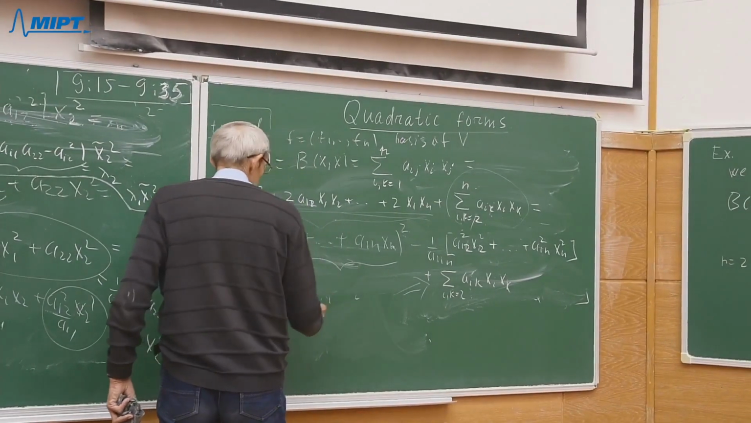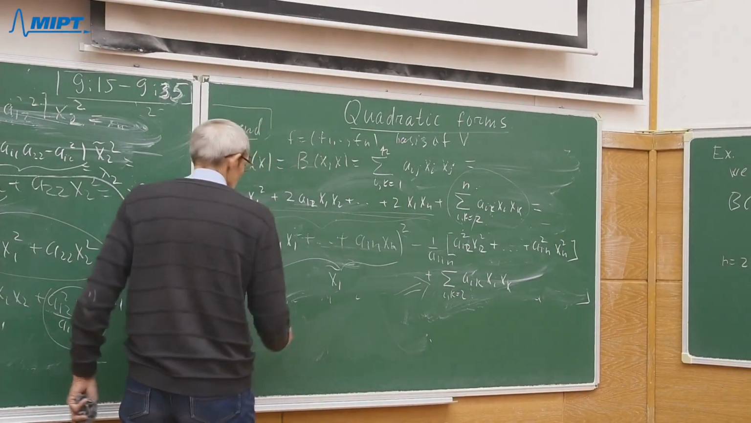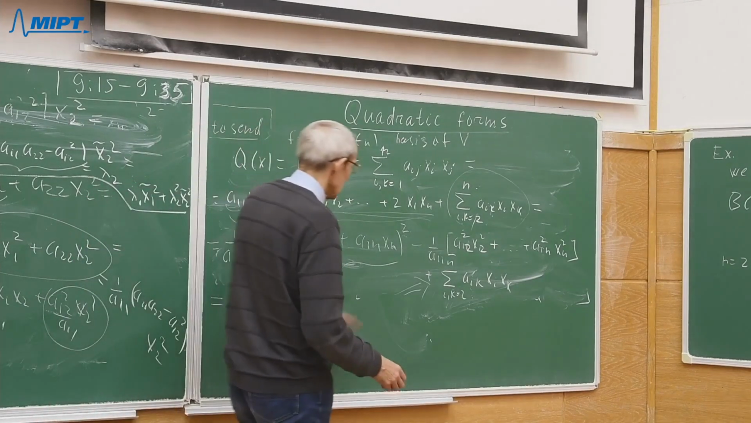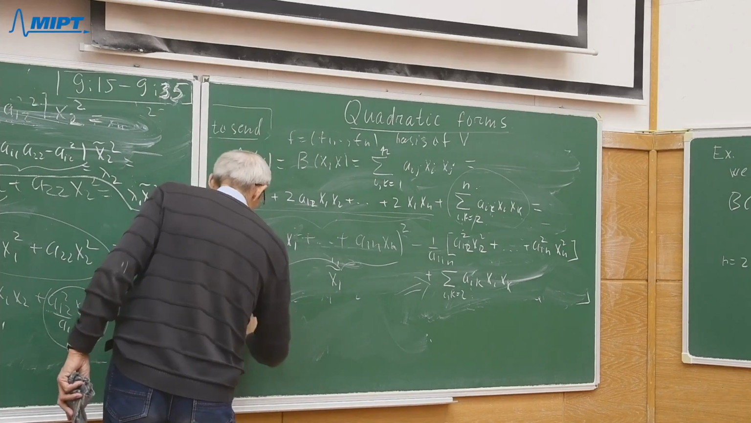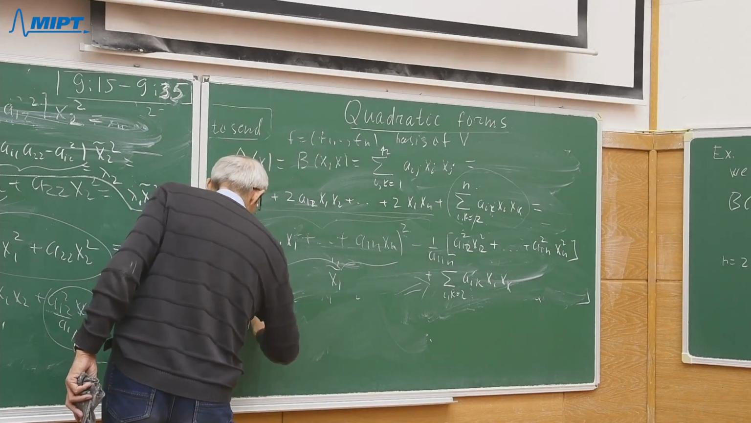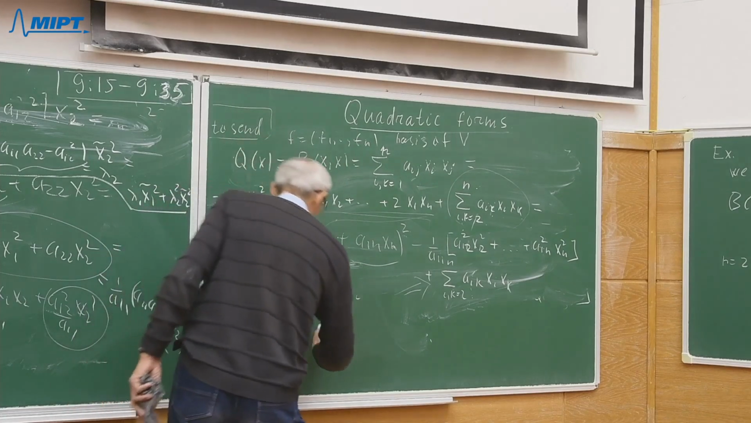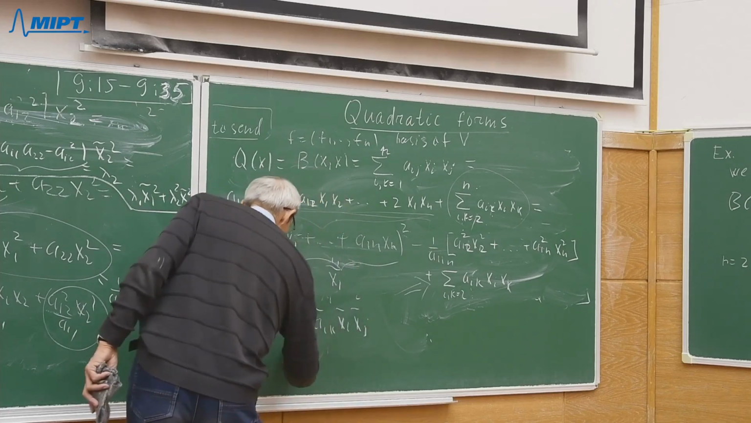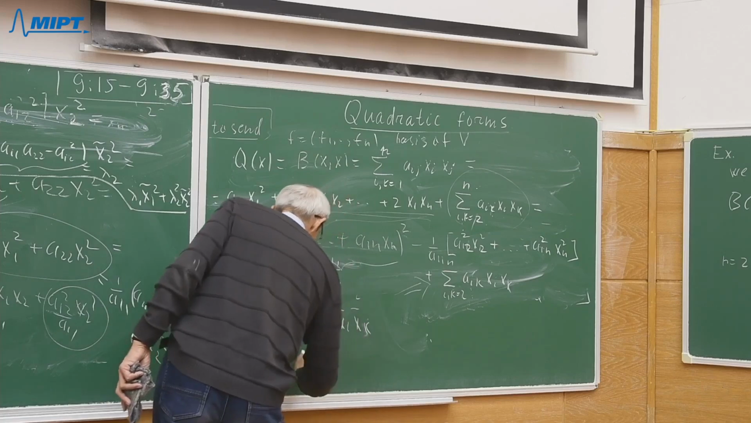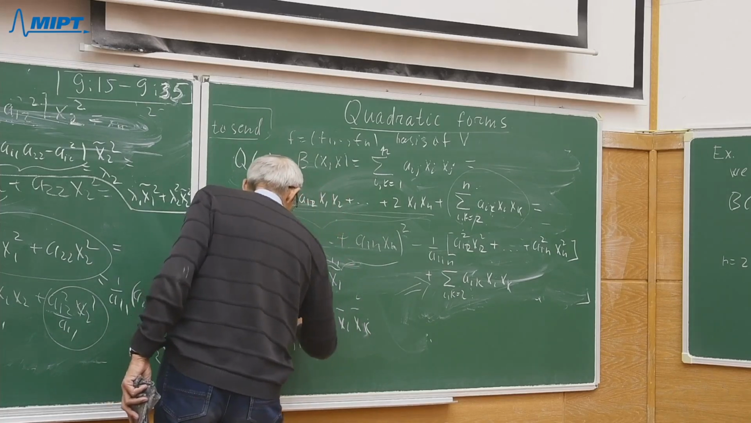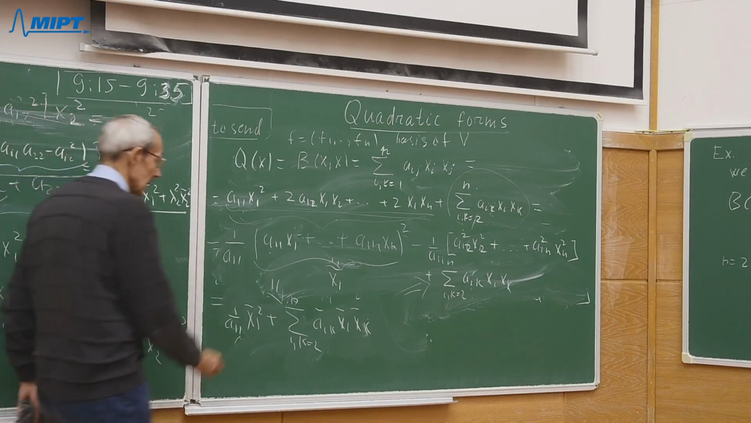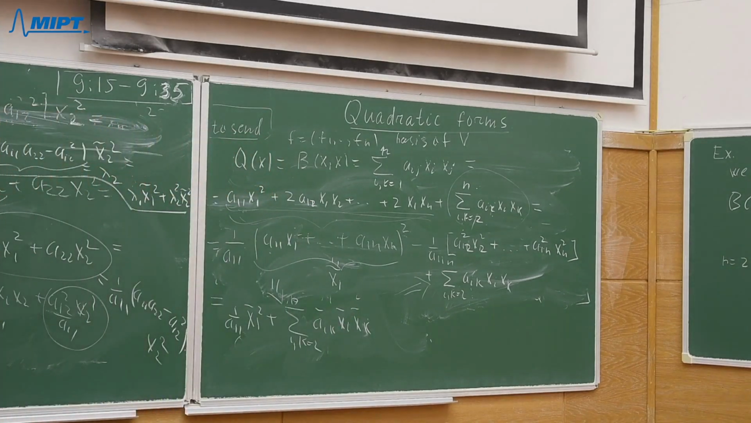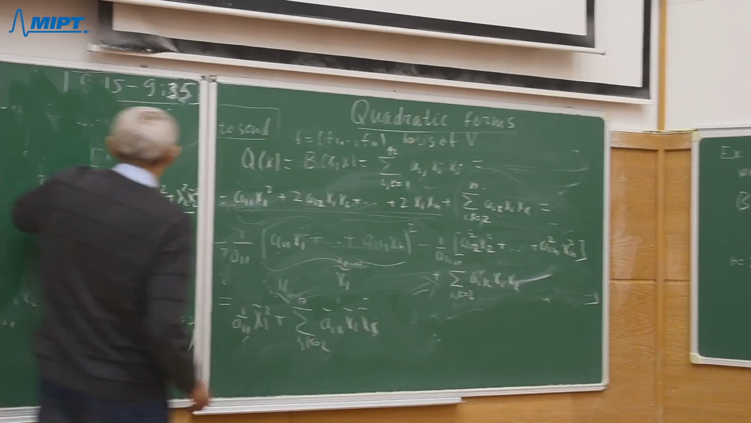We can introduce a new variable, x tilde 1, and we reduce our expression to the sum of x tilde 1 squared plus the new variables a tilde ik, x tilde i, x tilde j, and x tilde k, where i, k go from 2 to n. And after that, we apply our method to this expression. And we obtain then the sum of the squares.